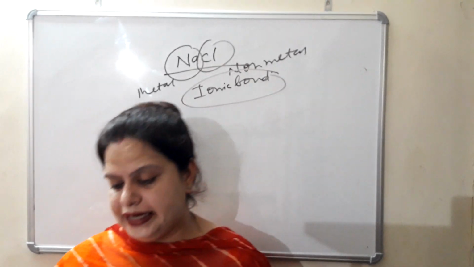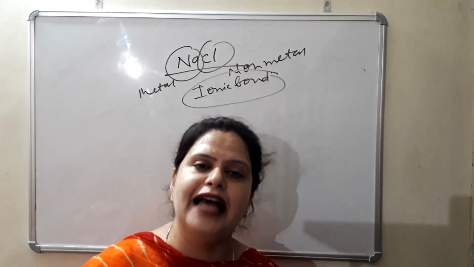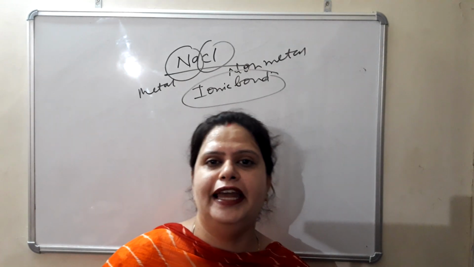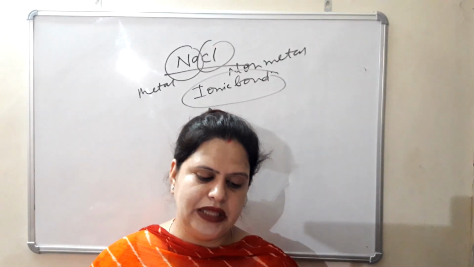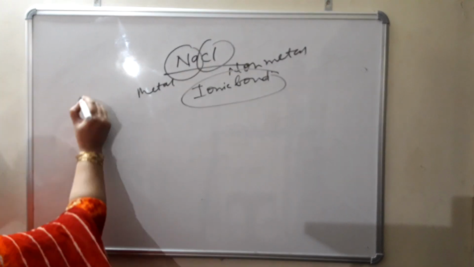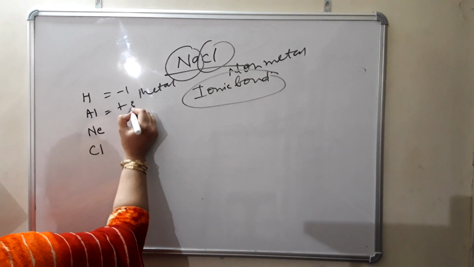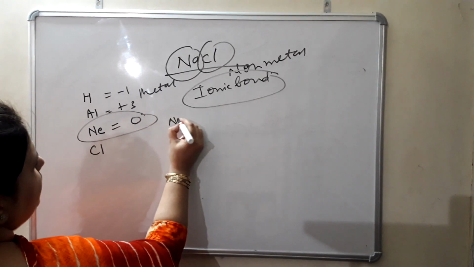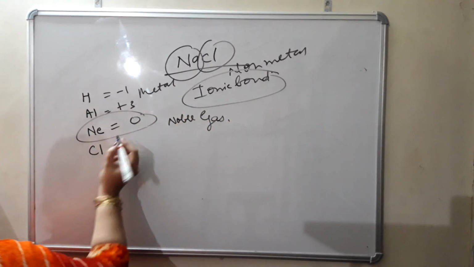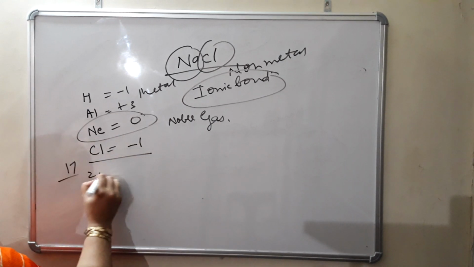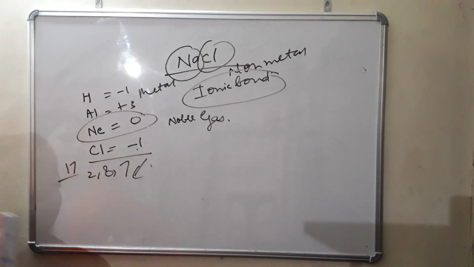Sixth question, define valency. Valency is the number of electrons lost or gained by the atom of an element to get stable, or it is the combining capacity of an element with that of hydrogen. Now they have asked for the valency of hydrogen, then aluminium, then neon, and then chlorine. Hydrogen is -1, aluminium +3, neon 0 because it is a noble gas, its shells are fully filled, and chlorine is -1. Why -1? Atomic number 17, configuration 2, 8, 7, it will gain 1.